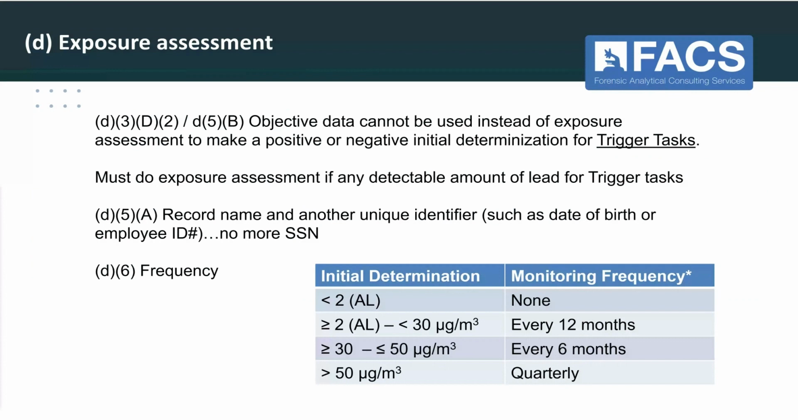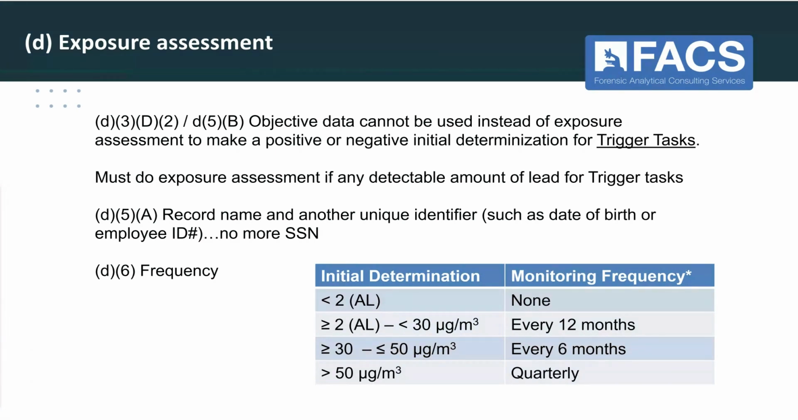And that monitoring has to continue until you get 2 consecutive measurements taken at least 7 days apart that are below that trigger level. So if you get a measurement above 50, you've got to do that quarterly until you get 2 measurements below 50 that are 7 days apart. And then again, this all resets if you have a change to personnel, training, equipment, process, or controls. You've got to re-establish your initial determination.